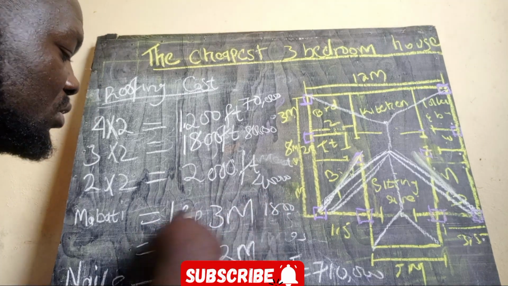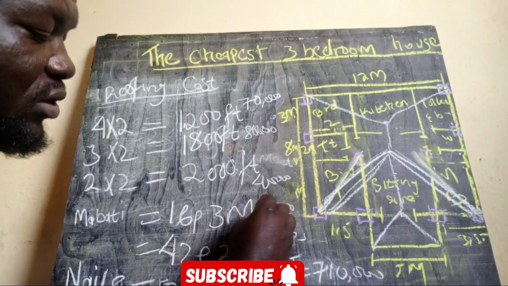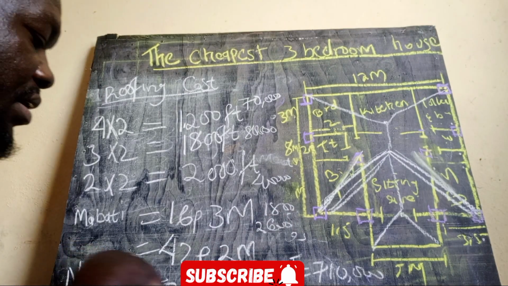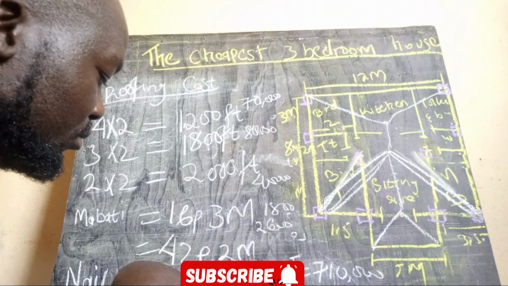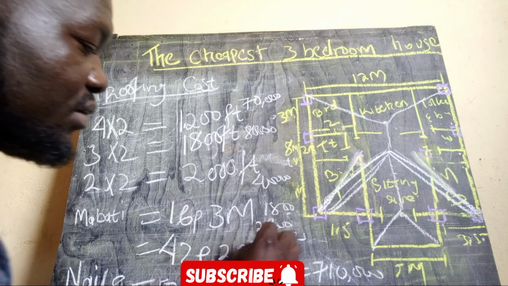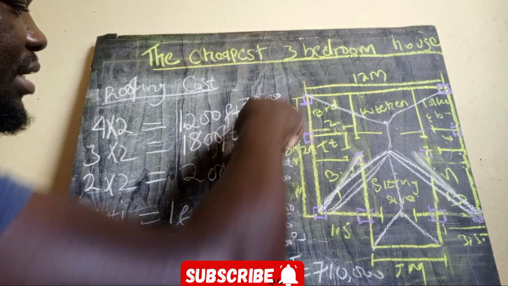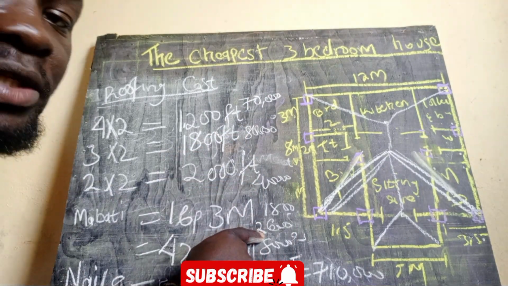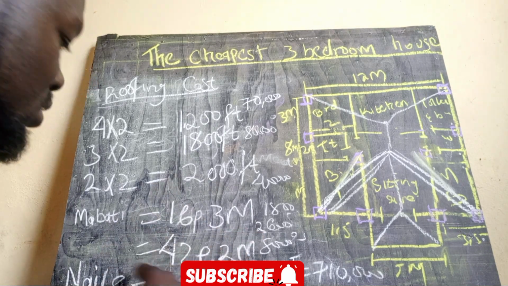So all this will cost you around 25 or 26,000. The box profile 2 meters goes for around 1200. So this will cost you around 50,000. So let's calculate that one first. That is 150, 190, 216.